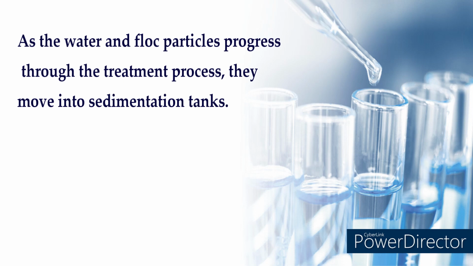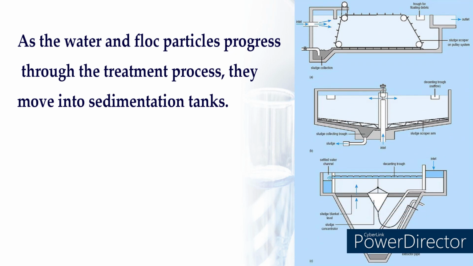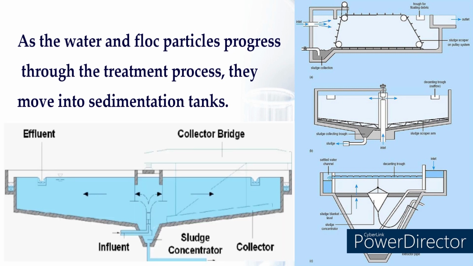So for the sedimentation and clarification part of the public water treatment and distribution, as the water and the floc particles progress through the treatment process, they move into sedimentation tanks. Here, the water moves slowly, causing the heavy floc particles to settle to the bottom. The floc that collects at the bottom of the tank is called sludge and is piped to drying lagoons. In direct filtration, the sedimentation step is not included, and the floc is removed by filtration only.